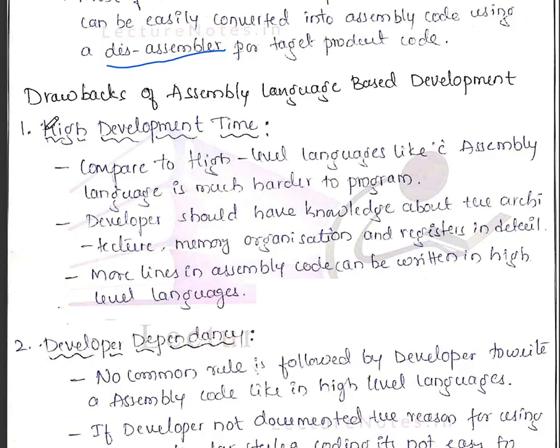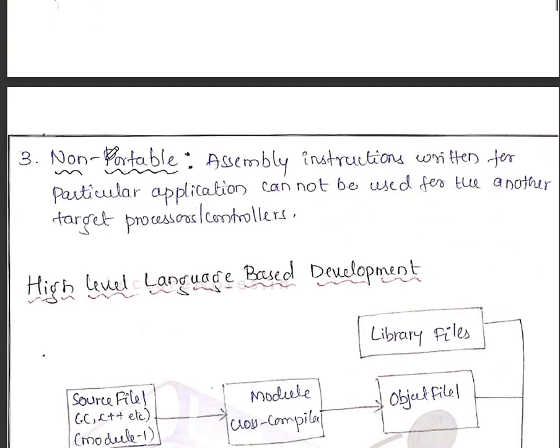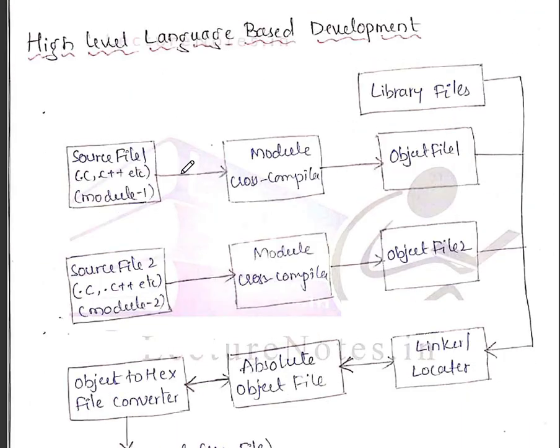Along with the advantages, there are certain drawbacks of assembly language based development, that is high development time. When we compare with high level programming languages like C, assembly language is much harder to program. And next one is developer dependency. There is no common rule that is followed by developers to write assembly code like in any high level language. And next one is non-portable. Assembly language instructions written for a particular application cannot be used for another target processor or controller.